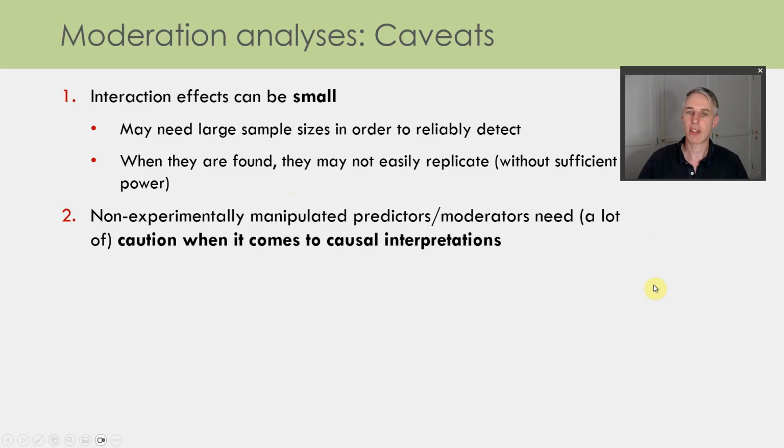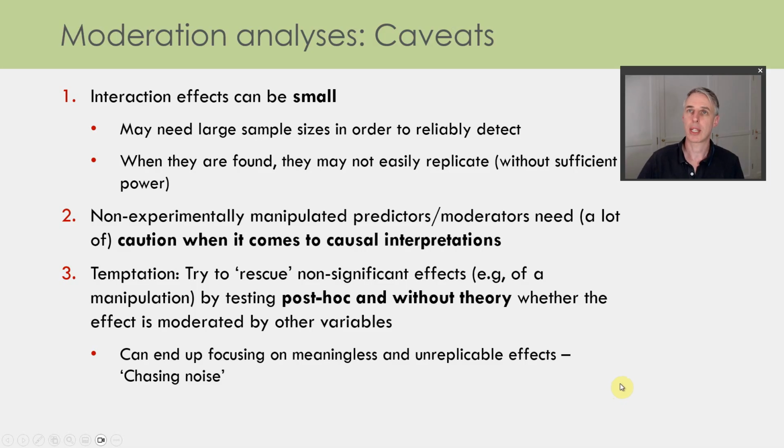A second caveat is that, one positive way of framing what I've gone through in this session is it's a way of freeing you up to test moderation hypotheses when you don't have categorical or directly manipulated independent variables. But that comes with a caveat in itself. Whenever you have predictor variables that are not experimentally manipulated, and that includes the moderator variables, just like in any other analysis, you need to take a lot of caution when it comes to causal interpretations.